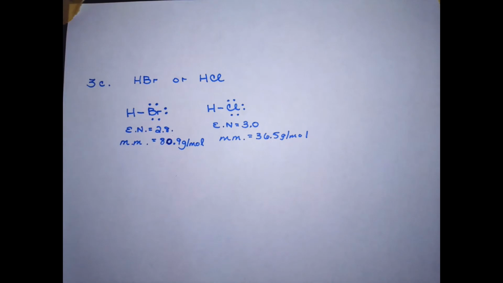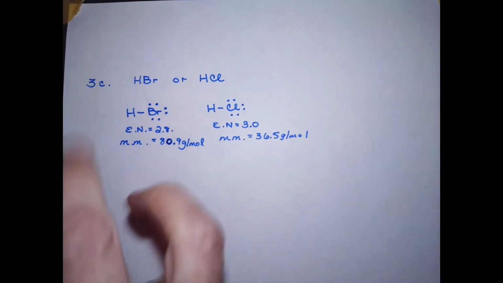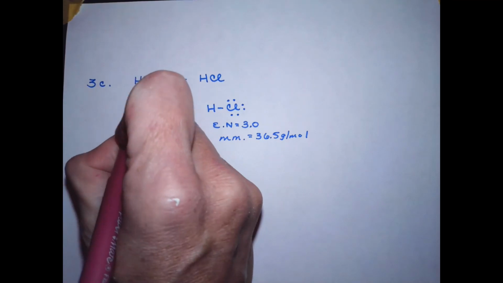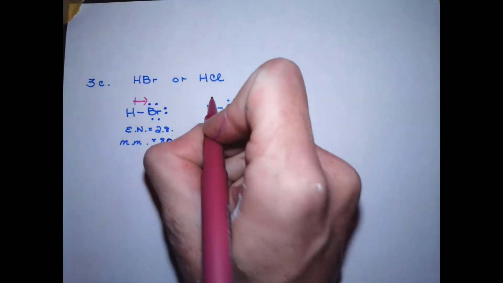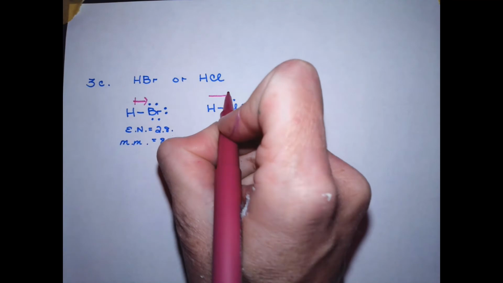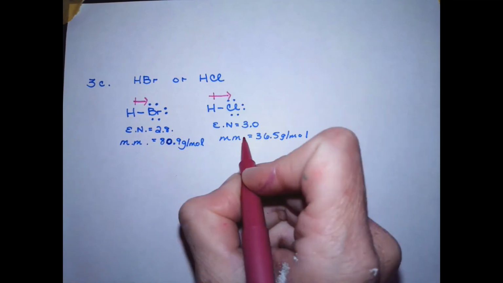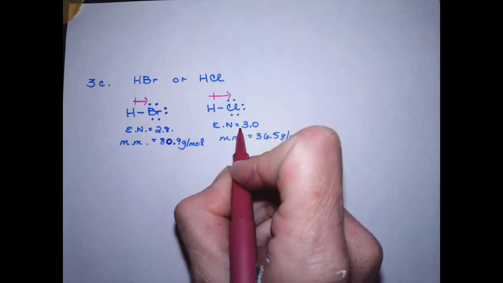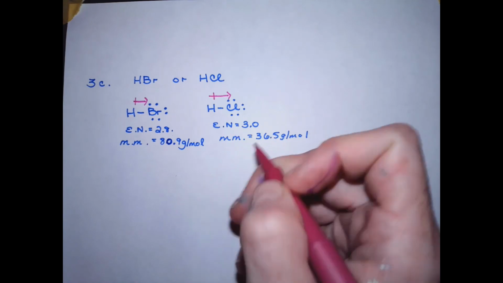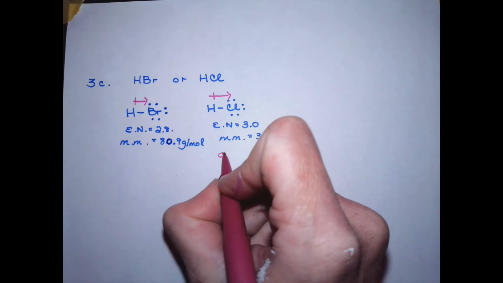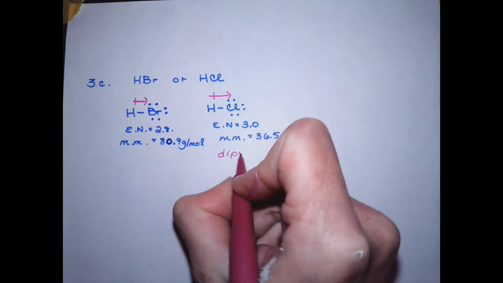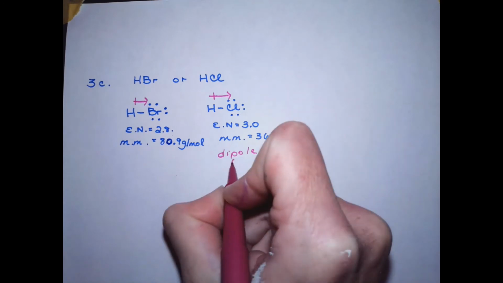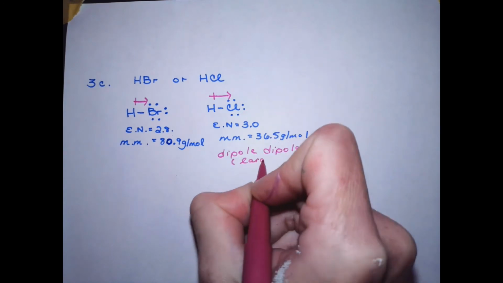In 3C, we're asked to compare hydrobromic acid to hydrochloric acid. They both are polar molecules, with the polarity of the hydrochloric acid being slightly greater because its electronegativity value is 3.0. So I'm going to list dipole-dipole as forces for both, but I'm going to make note that it's larger for the hydrochloric acid.